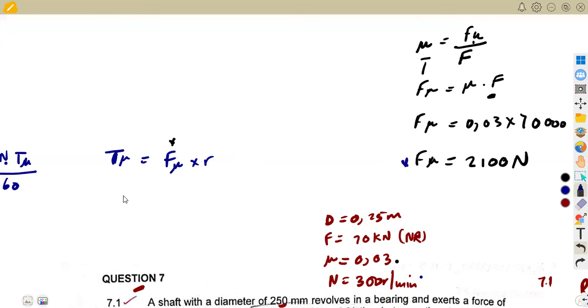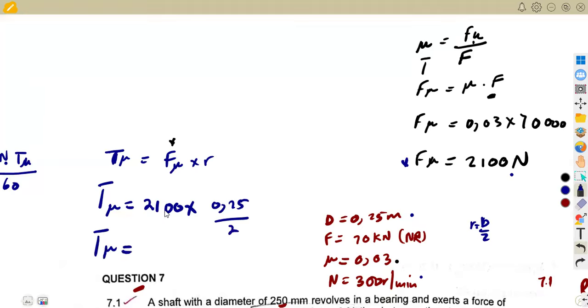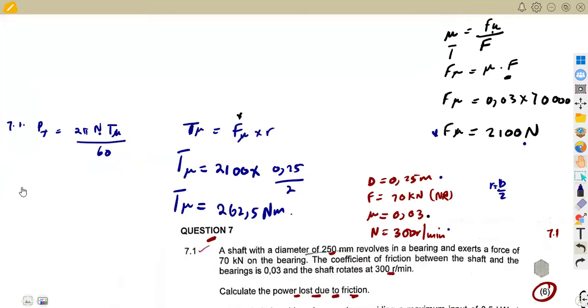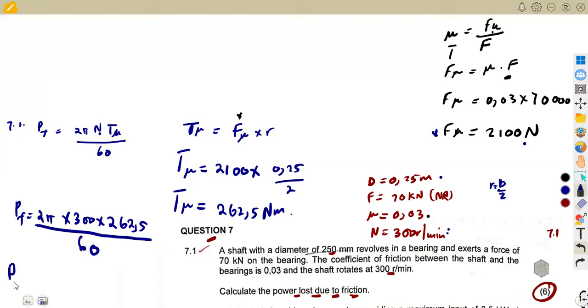With this, I can calculate the frictional torque, because I have the frictional force of 2,100 and the radius. Remember, radius is diameter over 2, so 0.25 over 2. The frictional torque is 262.5 Newton meter. Remember, torque is measured in Newton meters. Now the frictional power is 2 pi times the speed of 300 revolutions per minute times the frictional torque of 262.5, everything over 60.